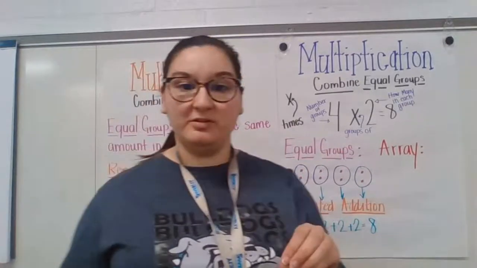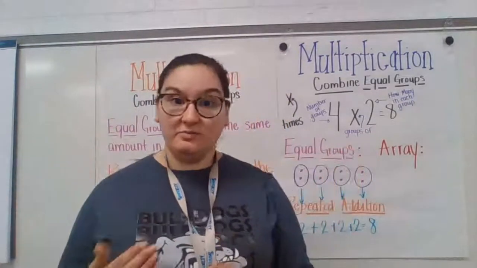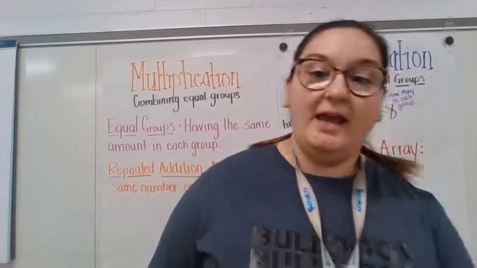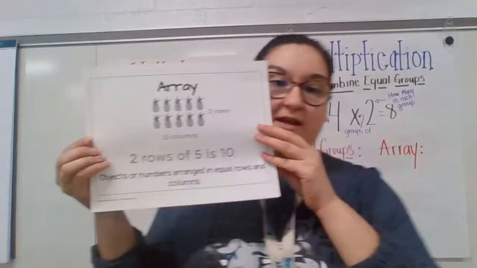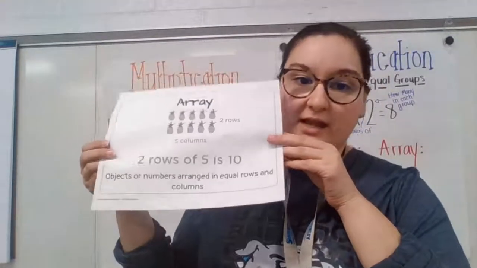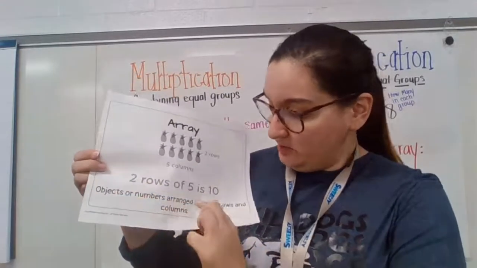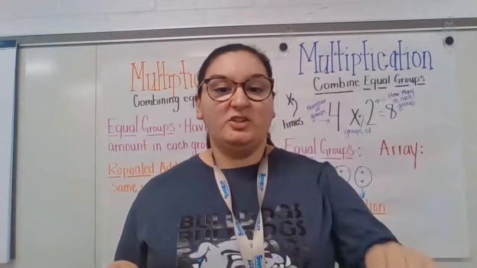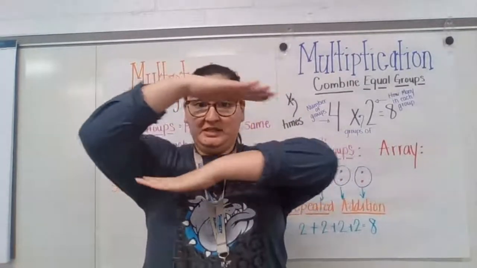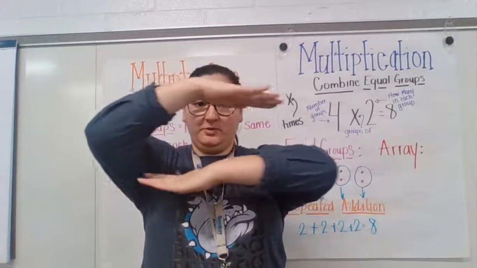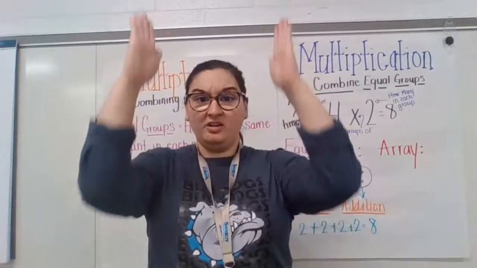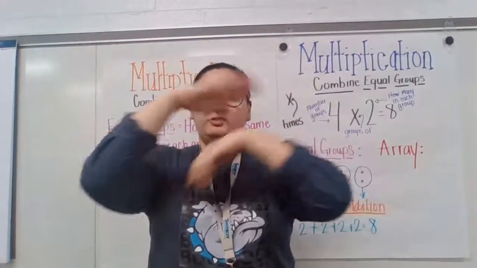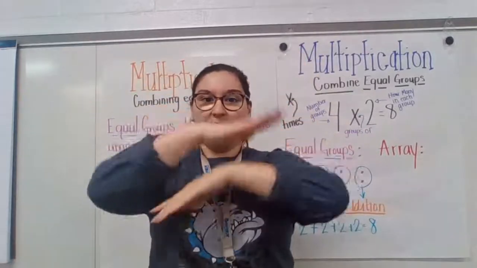Okay, so today we're going to talk about another way we can show multiplication, and that is called an array. An array is objects or numbers arranged in equal rows and columns. Our rows go this way, so think horizontal, and our columns go this way. So rows, columns, rows, columns.